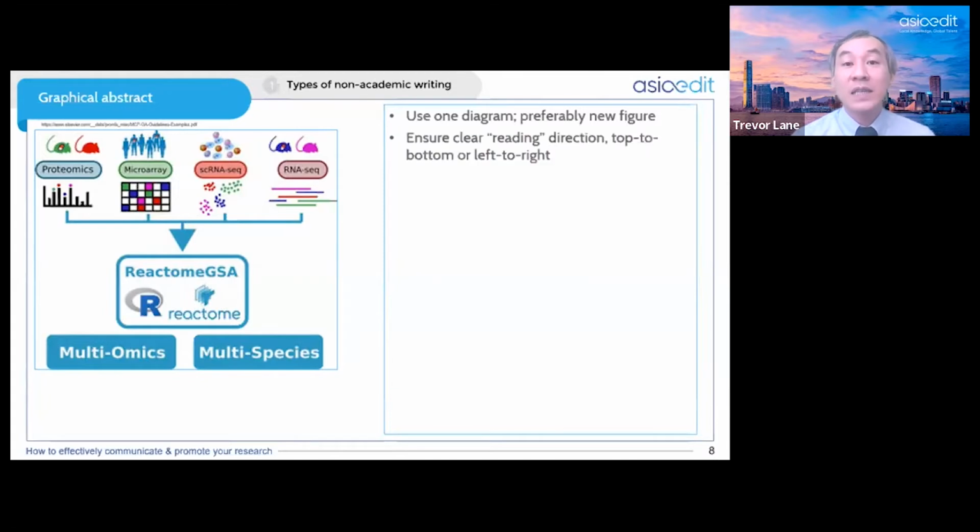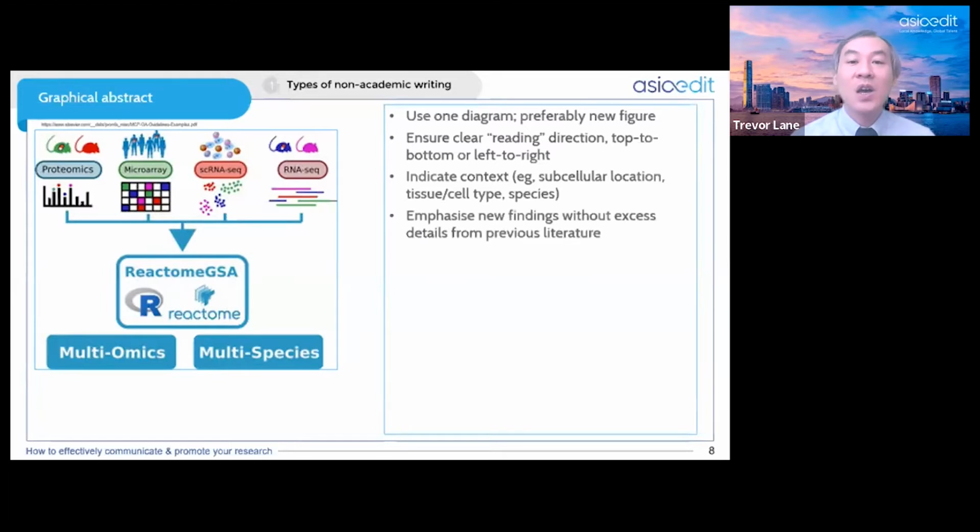Ensure there's a clear reading direction from left to right, top to bottom. Indicate the context. Is it a system? Is it a computer program? Is it a cell type? Is it in humans? Emphasize new findings without excess details from the previous literature. So it's not going to be like a full abstract or a literature review, and there shouldn't be references or things like that. It's not really anything that you would see in an abstract or in the main text. Avoid speculation and overgeneralization. Not too much data, because this is really like a one piece cartoon, standalone figure as a graphical abstract.